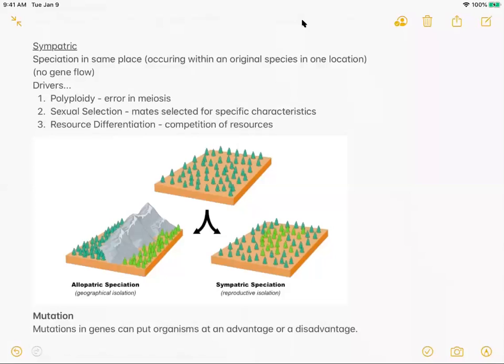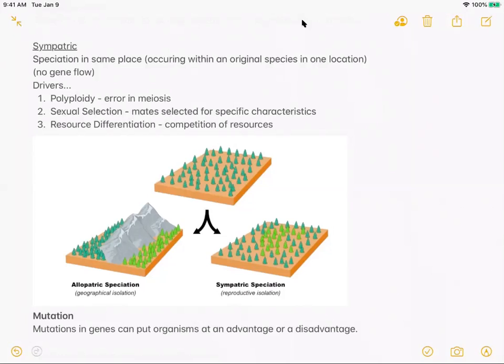This is not really, a tree's not really a good example with this one, but let's say that you have two birds living in a certain area, and usually birds, when they look for mates, they look for a male that has very bright colors or extra feathers. So in this case, because of those specific characteristics, they could be selected. So that would be sexual selection.